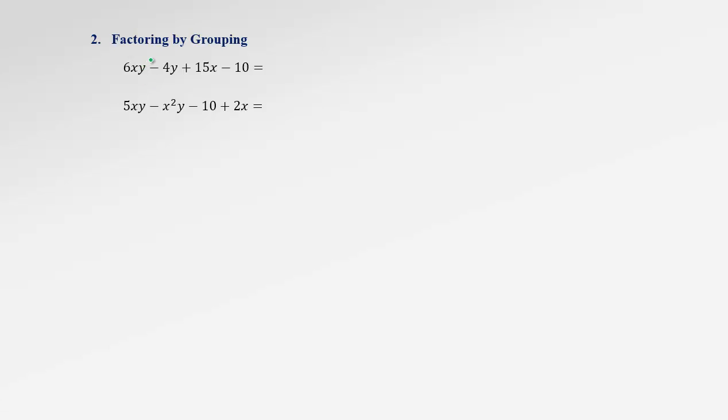The next strategy, just after factoring the common factor, is factoring by grouping. Sometimes a polynomial doesn't have a common factor for all terms. We may not be able to find a common factor for all terms, but if we look just at the first two terms and last two terms, we may have a common factor within these two groups. For example, here the common factor for the first two terms is 2y. So let's pull it out, 2y. What's left in the bracket is 3x from the first term and minus 2 from the last term.